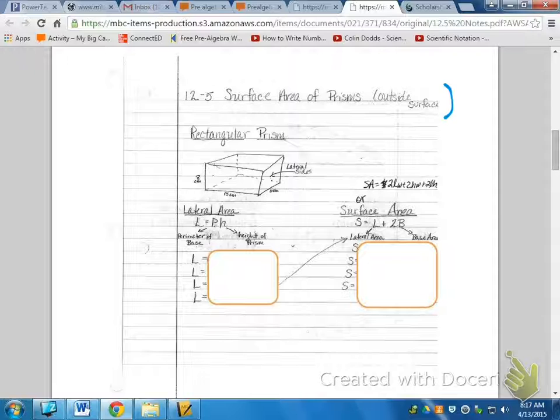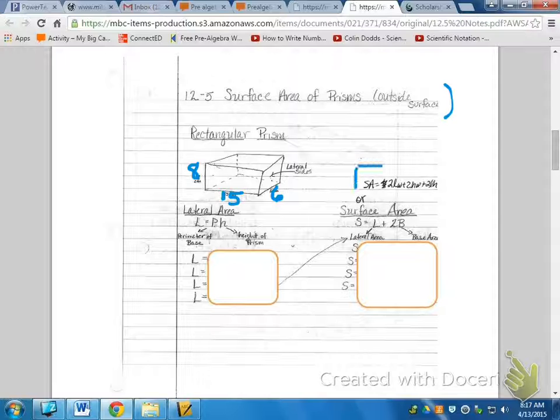Now some of these numbers I can barely read. It is 8 centimeters high. It is 15 centimeters long and 6 centimeters wide. So we're going to talk about how to find the surface area of a prism. The same general formula holds true.